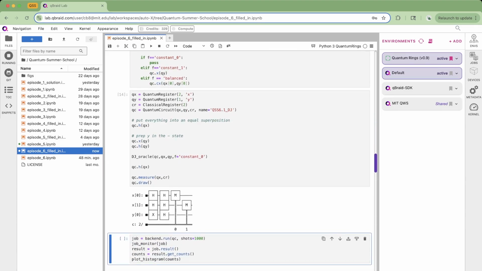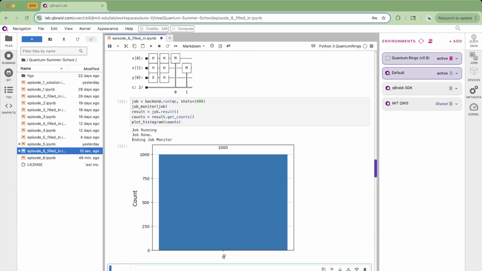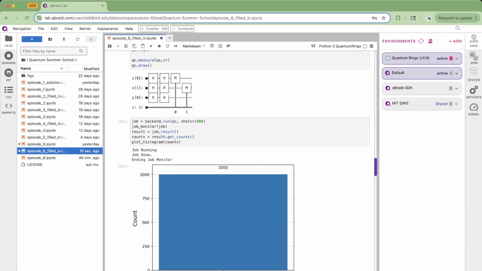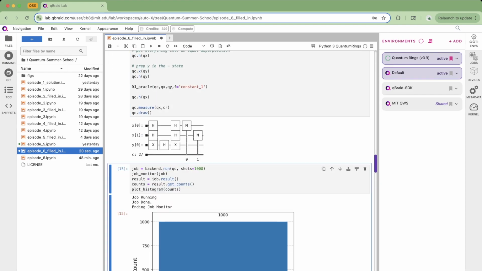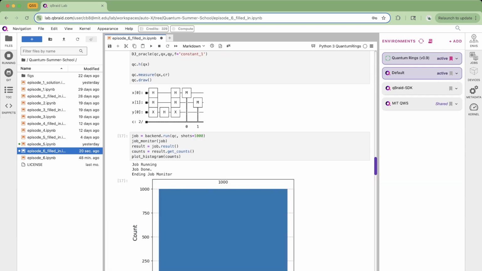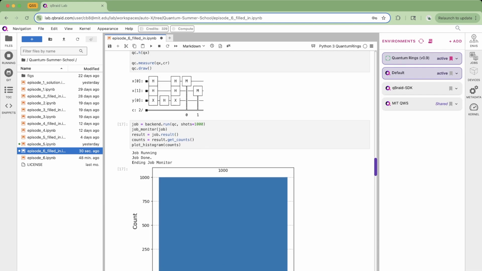So here's our Deutsch-Jozsa algorithm with a constant 0 function, and we can run this 1,000 times. And we measured the all 0 state. So that's a good indication based on what we talked about before that this is a constant function. And we can also check for the constant 1 function. We also measure 0, 0 every single time.